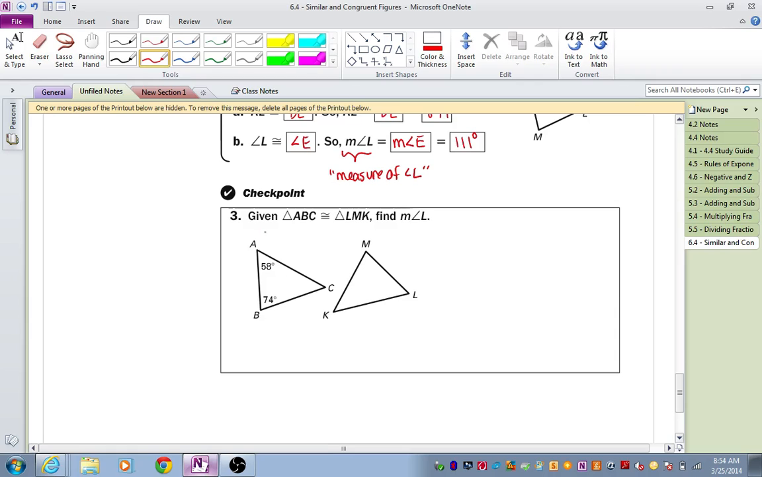Okay, in example 3, it says that triangle ABC is congruent to triangle LMK. We want the measure of angle L. Well, angle L is the first letter in that triangle's name, which means it's going to correspond to the first letter in the other triangle's name, which is angle A. And angle A is 58 degrees, so the measure of angle L is also 58 degrees.